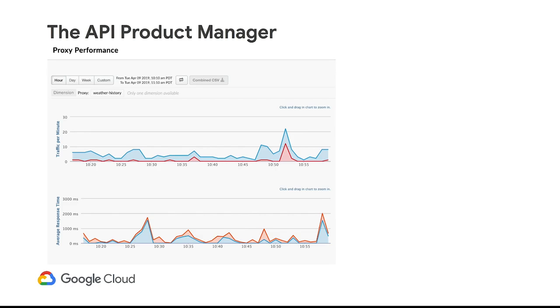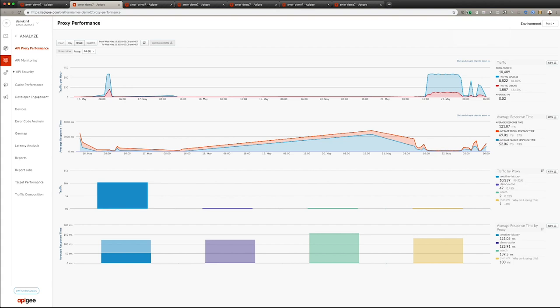So our third perspective is the API team. Let's look at how they would use Apigee to manage their API program. The API team has an interest in knowing how things are running, so they may come into the Analyze tab over here and look at some of these reports.